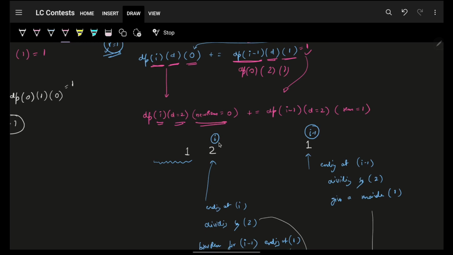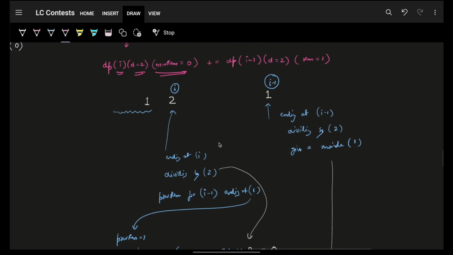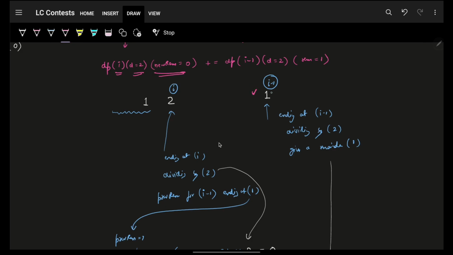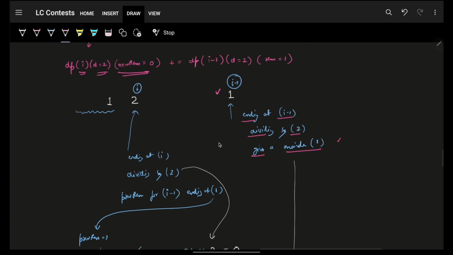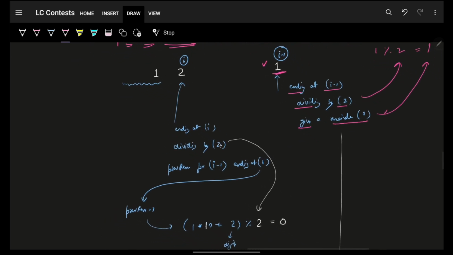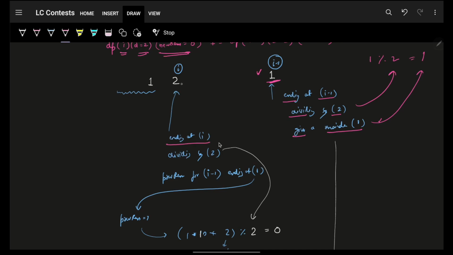Now, if I tell you exactly how and what happened right now, just simply look at it. When you had the previous index I minus 1, which only had this 1, you found out that ending at index I minus 1 and dividing by 2, giving a remainder of 1, you had one possible answer, because this one divided by 2 giving a remainder of 1, you have one possible substring. Now I am leveraging that substring. How? I will say ending at index I, which is this index, obviously I will take something from the past, but dividing by the same divisor, which is 2. Now getting me a new remainder.